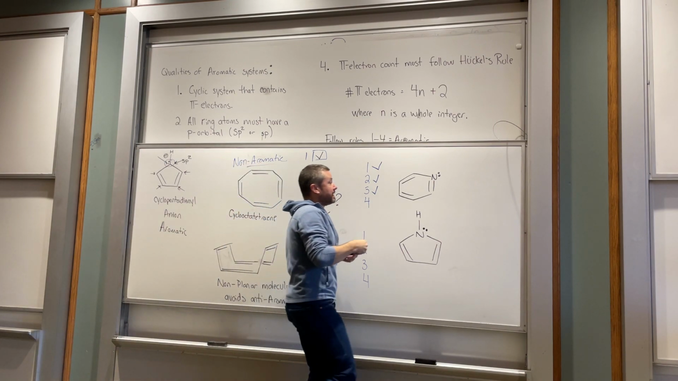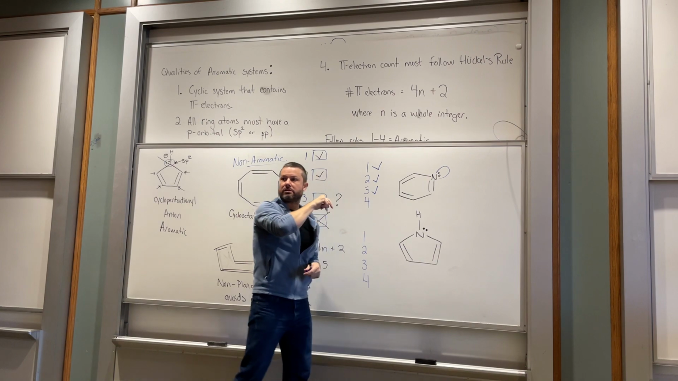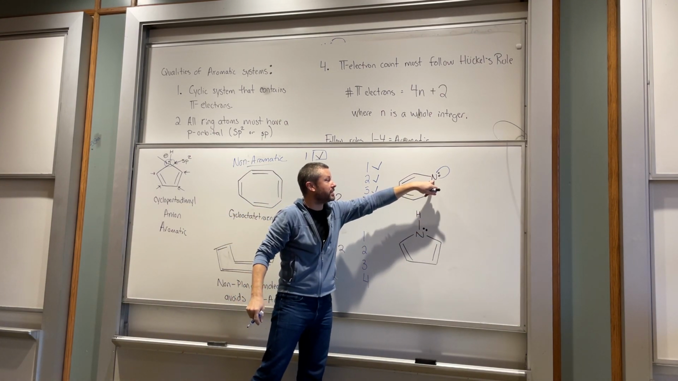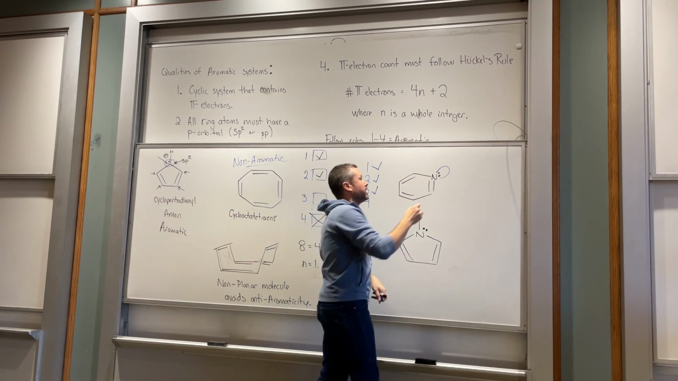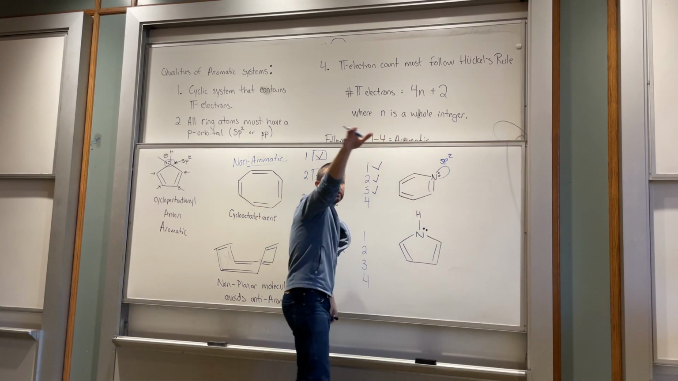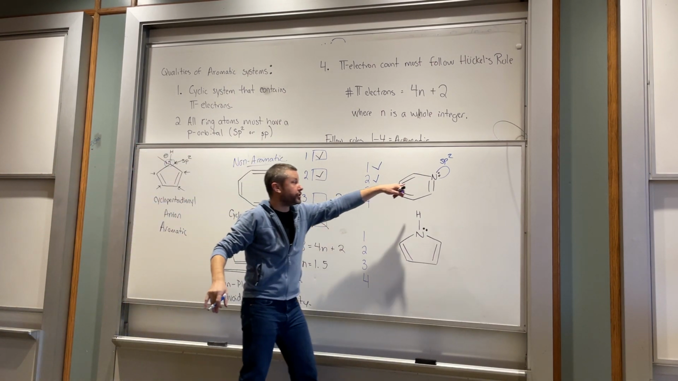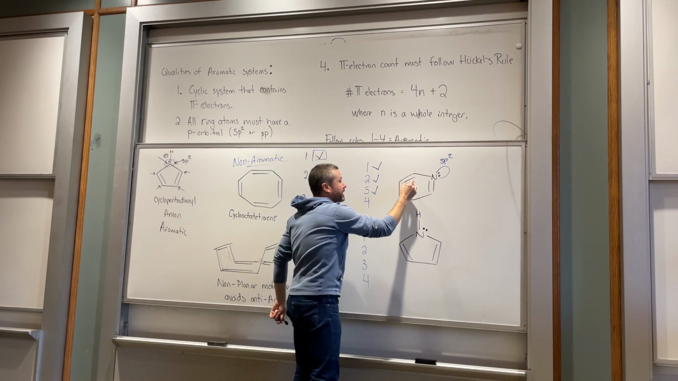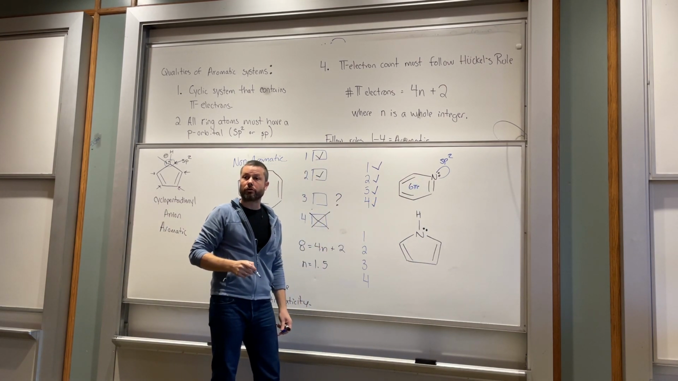Okay, remember the pi system is above and below the ring. What orbital are these electrons in? Not a p orbital. Nitrogen is sp2 hybridized, but it's using its p orbital to bond to carbon. So those electrons are sticking outside of the ring. They're not part of the pi system. They're on nitrogen, but they're not in an orbital that's available to the pi system. So this still only has 6 pi electrons, right? And it's going to follow Huckel's rule and be aromatic.